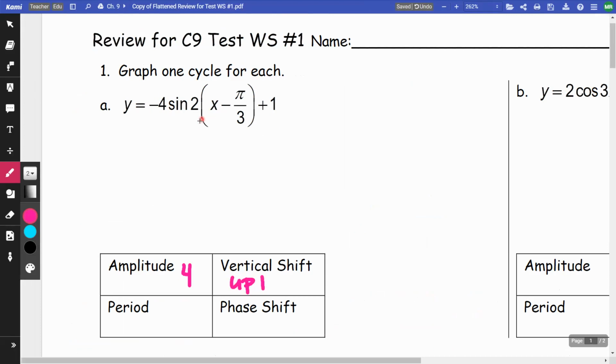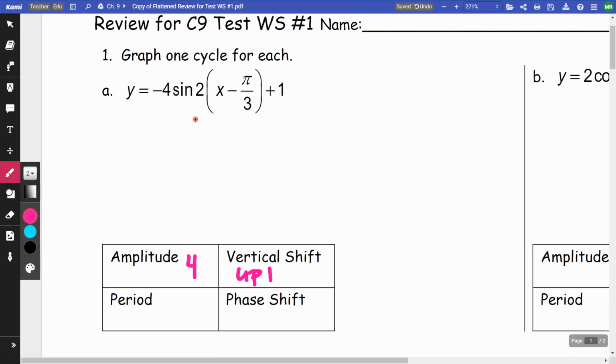The period is going to be determined by this b here. B is how many cycles we see in 2 pi distance. So I take 2 pi divided by my b. So the period is pi. And then phase shift. What makes this 0? Pi thirds. So we're basically going to go right pi thirds. So that's where we're going to start.